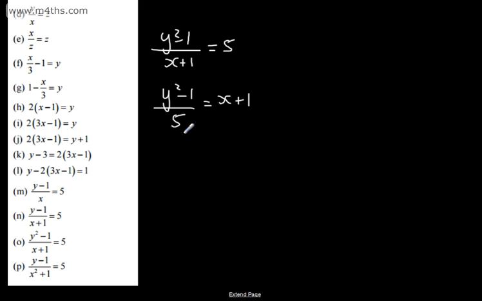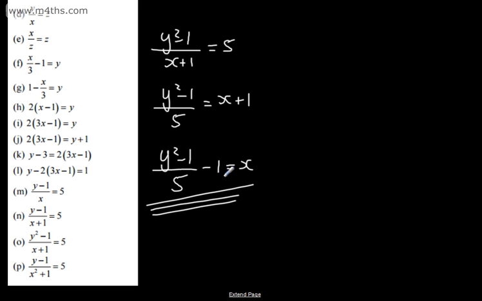So, next one, we've got (y squared minus 1) over (x plus 1) is equal to 5. So (y squared minus 1) over 5 is equal to x plus 1, and (y squared minus 1) over 5, minus 1, is equal to x. Do not be concerned with this y squared. It has no bearing on what we do in terms of the process. Instead of y, it's just y squared. Really doesn't matter. We're not making y the subject, we're making x the subject.